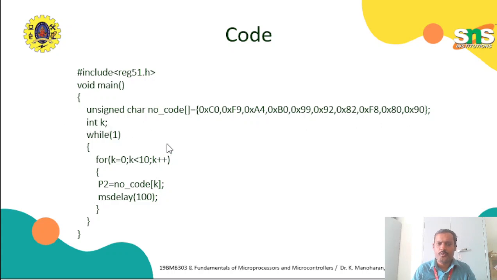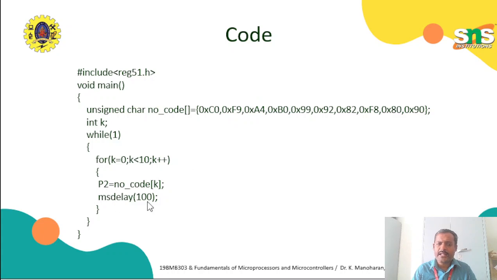This is for looping. So while(1), it will always execute. for k equal to 0, k less than 10, k plus plus, so it will execute 10 times. So port 2 equals nocode of k. This nocode is the array variable name, and k is the index. So what happens? nocode of 0, 1, 2, 3. That means C0 will be sent to port 2, and then C1, C2, like that. Each data will be sent to this port 2.